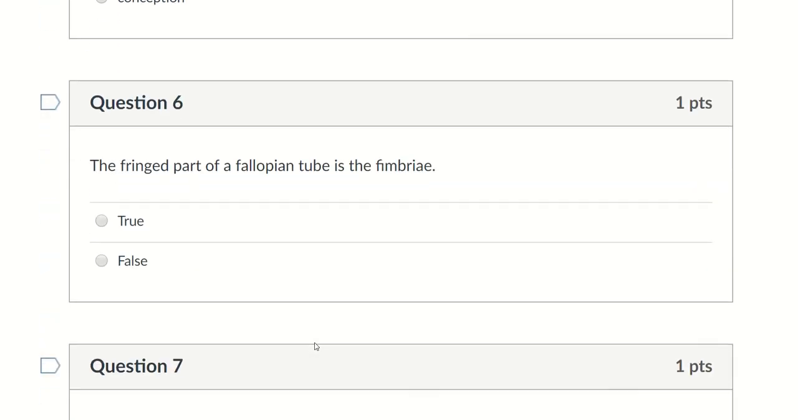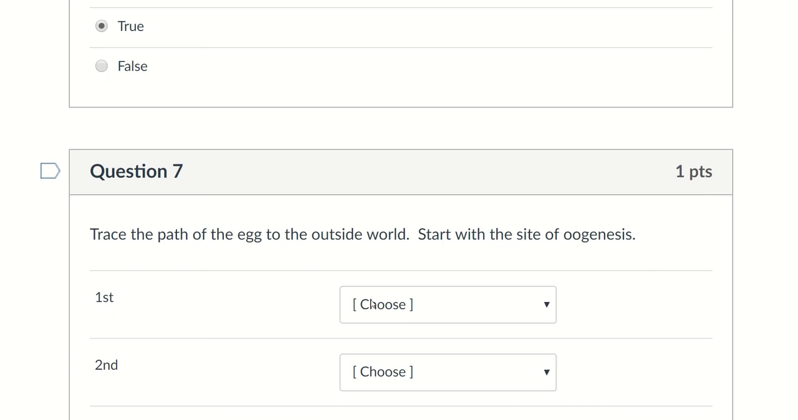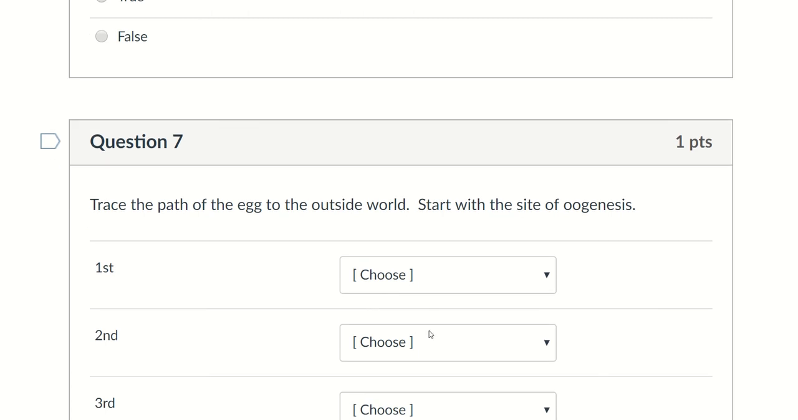All right, next question, number 6. The fimbriated part of the fallopian tube is the pancreas. True? Everyone agrees? All right, I'll do number 7. So you got a little reprieve. I'll do the hard ones.